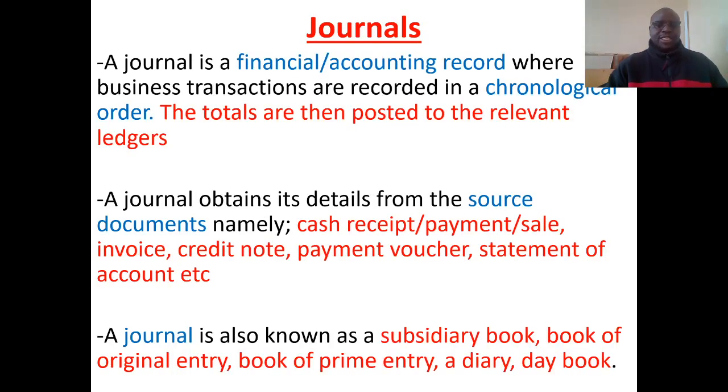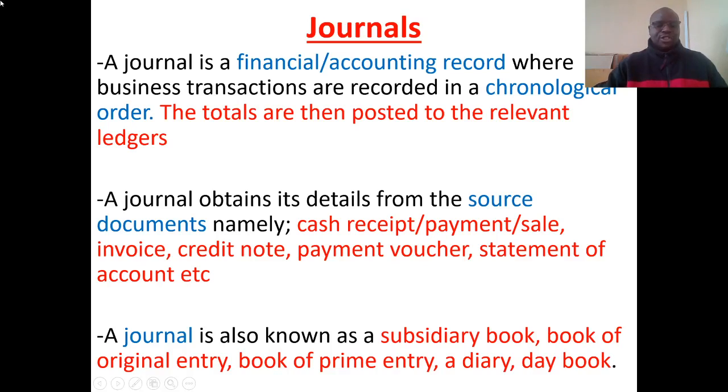A journal is a financial or accounting record where business transactions are recorded in a chronological order as transactions take place. The totals are then posted to the relevant ledgers. A journal obtains its details from the source documents, namely a cash receipt, cash payment, a cash sale, an invoice, credit note, payment voucher, statement of account, etc.